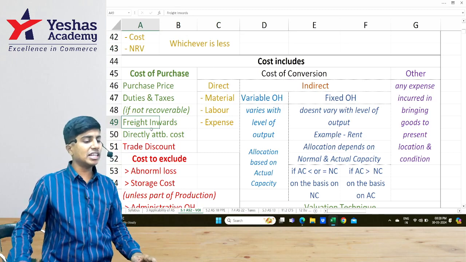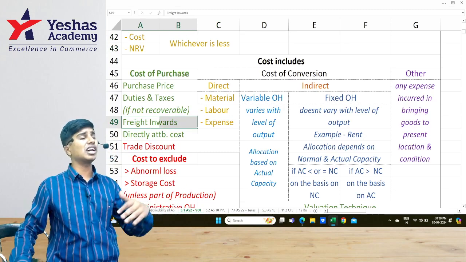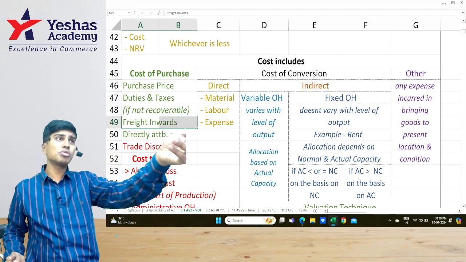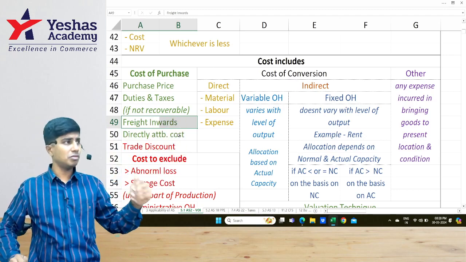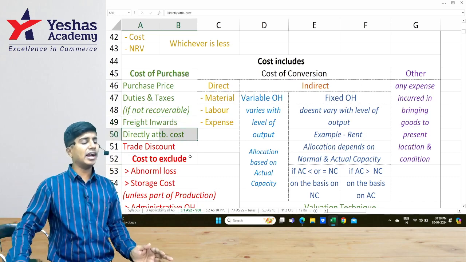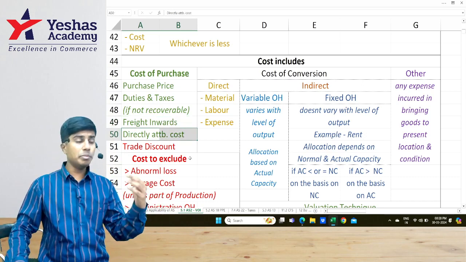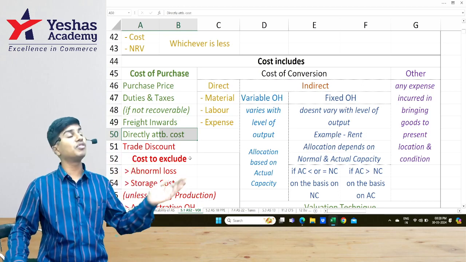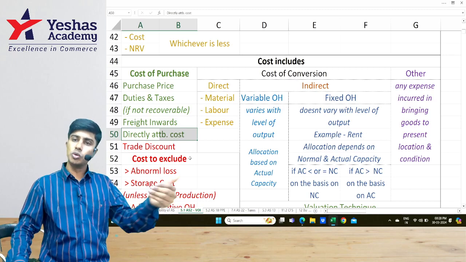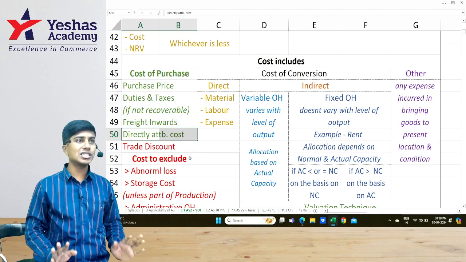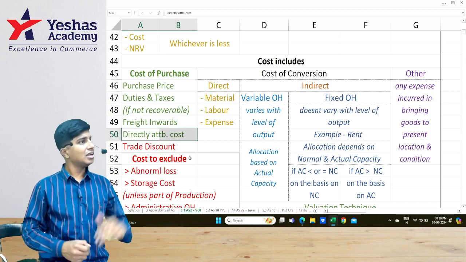Then any freight expenditure, that is travel expenditure or transportation expenditure in any form incurred for bringing the goods from the place of purchase to the place of sale, such freight expenditure is included. Any other directly attributable cost that you incur will be included if it adds value to the inventory, if it is mandatory to be incurred to bring the inventory to the place of sale. One item has to be deducted: trade discount, if any allowed by the supplier, you deduct it.